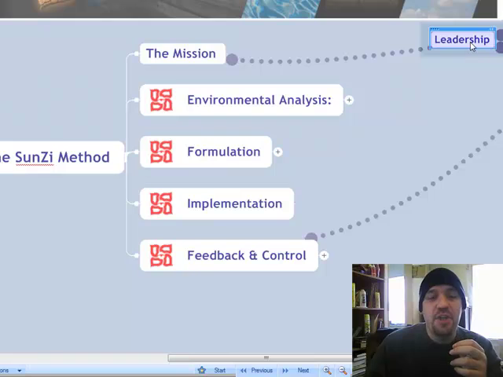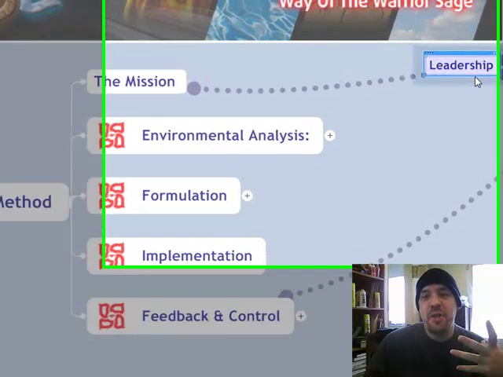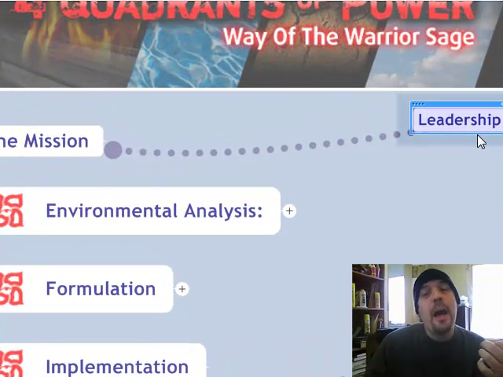And then we go back up here, back to leadership. In an organization, that would be you or whoever maybe is leading, obviously. For personal type of goals and things like that, of course, it's going to be you.